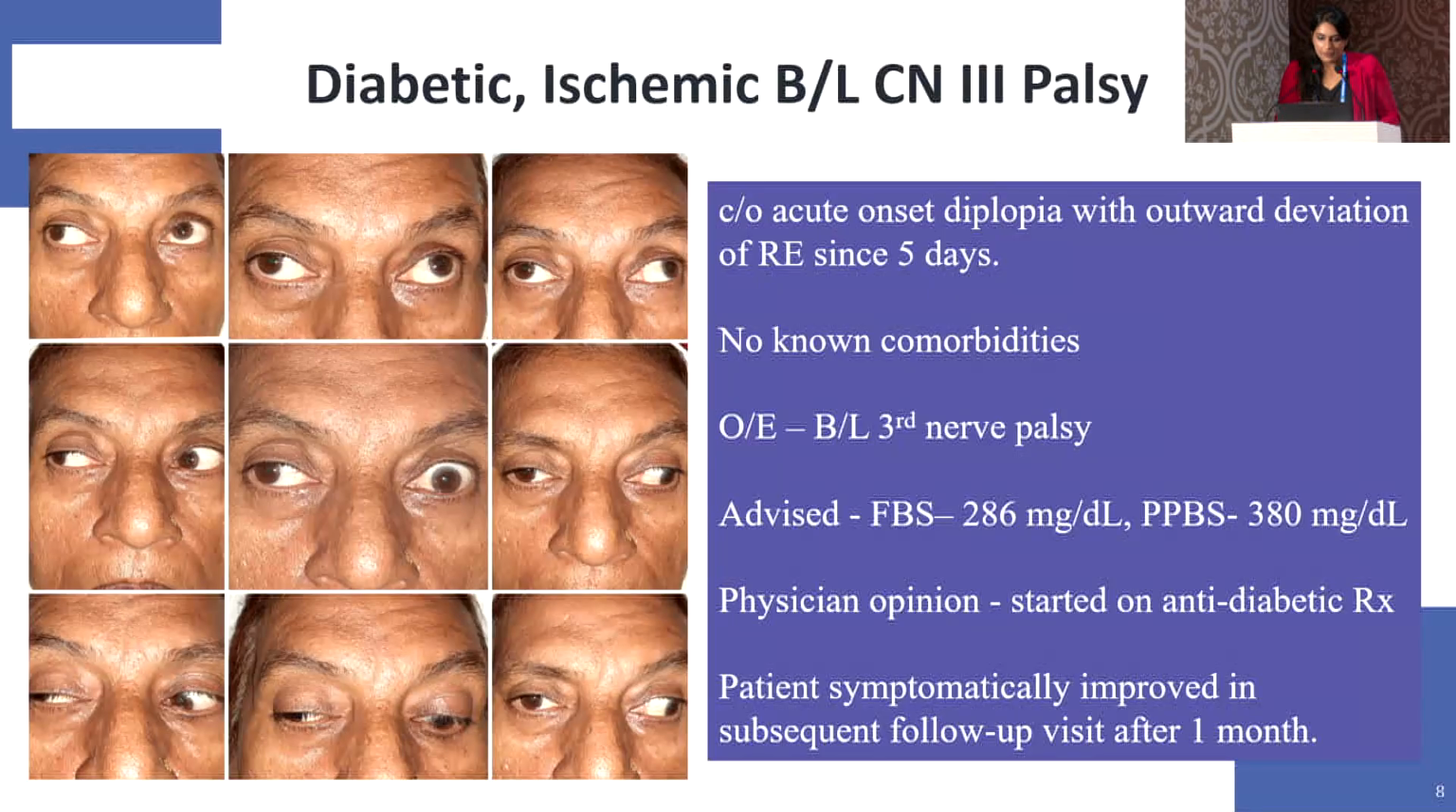Another patient, diabetic with ischemic bilateral third nerve palsy, presented with acute onset diplopia with outward deviation of the right eye since 5 days with no known comorbidities. On examination, she had a bilateral third nerve palsy. When we advised investigations, she was diagnosed to be diabetic and was referred to the endocrine department. The patient was started on insulin and is now slowly improving.